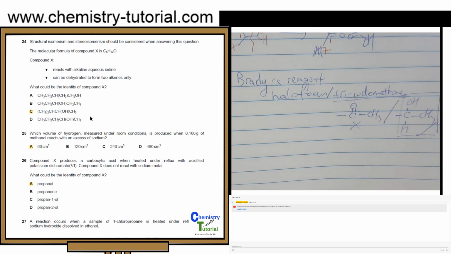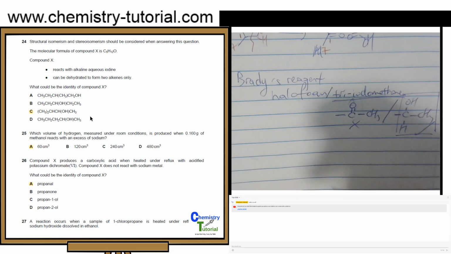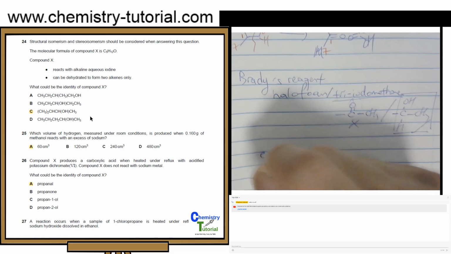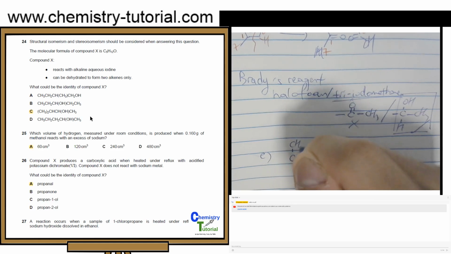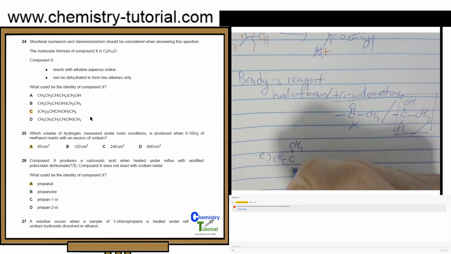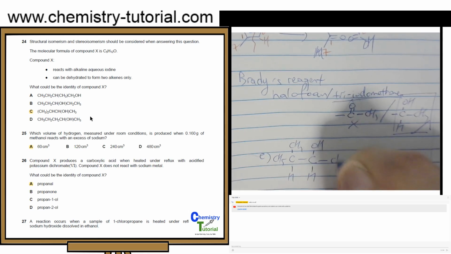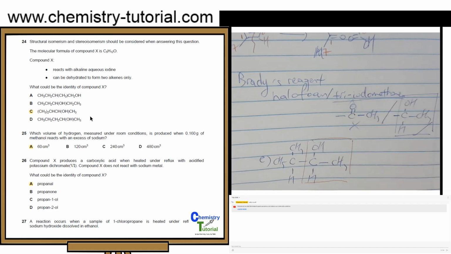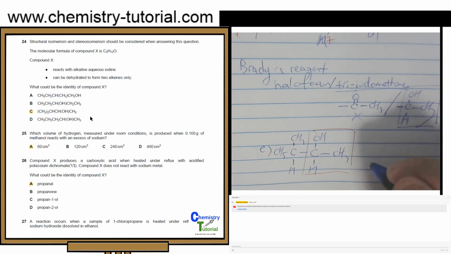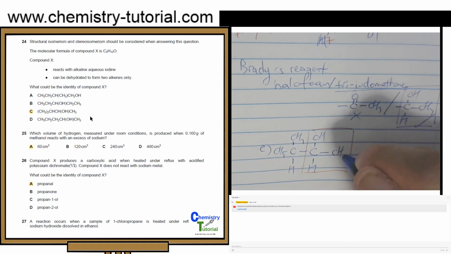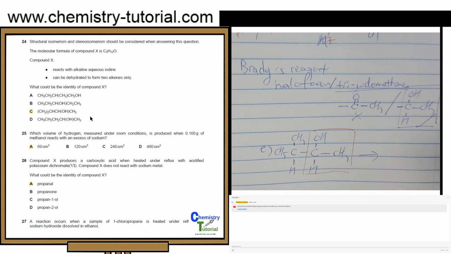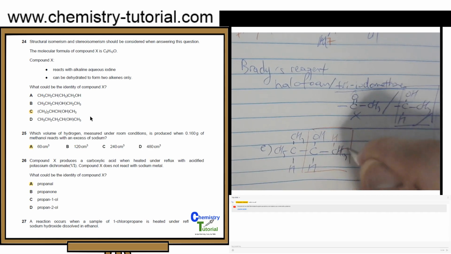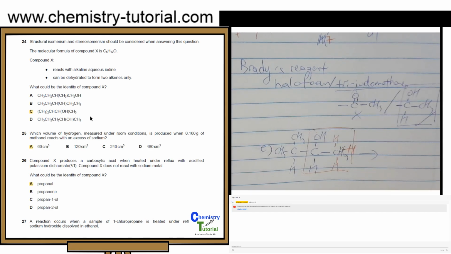Now let's draw the structure of C and D to have a closer look. For option C, what we have is CH3, CH3, C, H, OH, and a CH3. So we do have this group here. But we're going to do a dehydration. So I'm going to draw this a little bit differently so that I can see a little better. I'm going to draw a displayed formula.